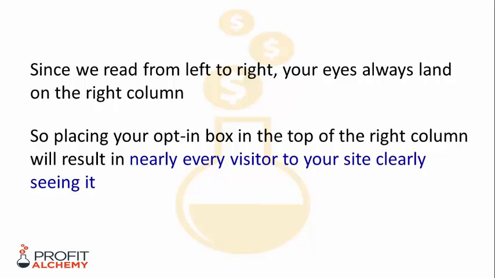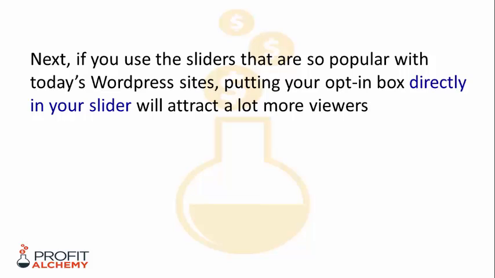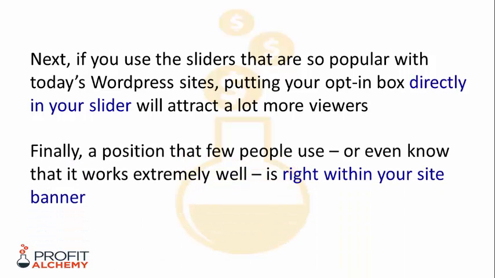So placing your opt-in box in the top of the right column will result in nearly every visitor to your site clearly seeing it. Next, if you use the sliders that are so popular with today's WordPress sites, putting your opt-in box directly in your slider will attract a lot more viewers too. And that's because sliders have motion, and that motion captures people's eyes. And again, anytime you capture people's attention, they're going to see what is in that slider.